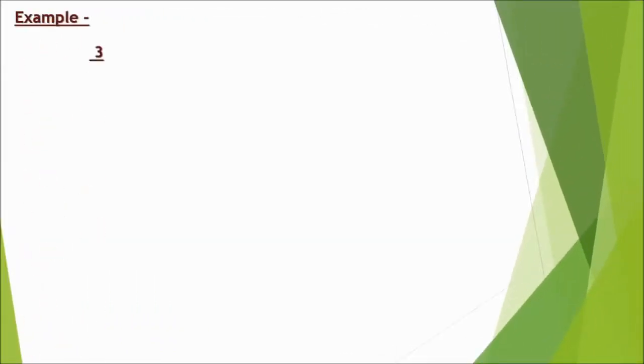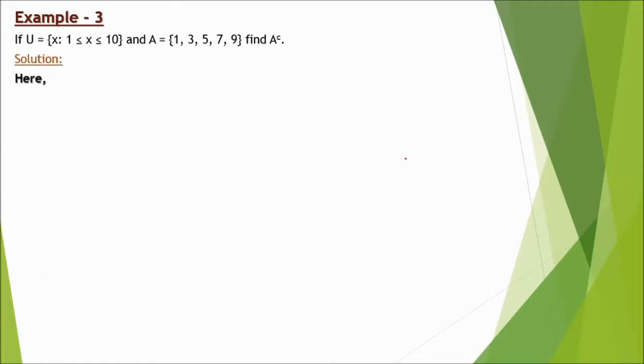Example 3, and this example is related to the complement of a set. After this example you will completely understand. If there is any doubt in your mind regarding the complement of a set, then I think this example will clear it out. Now here there are two sets, the universal set and A. Let's write the universal set first, and now let us list the elements of the universal set.